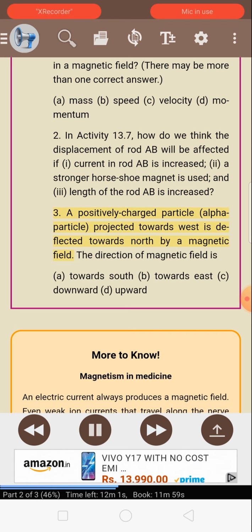3. A positively charged particle, an alpha particle, projected towards west is deflected towards north by a magnetic field. The direction of magnetic field is: A. towards south, B. towards east, C. downward, D. upward.